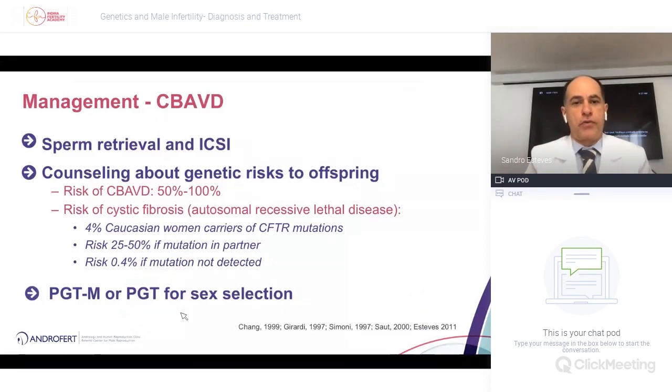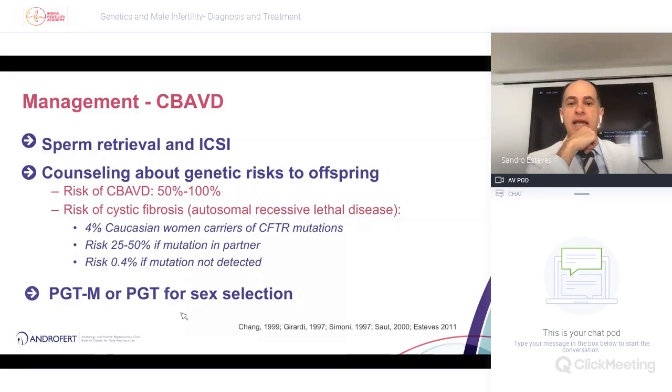So CBAVD is good because we can do sperm retrieval and ICSI. We need to counsel the patients about the genetic risks to offspring. In this case, it's important because if I have a couple in which the female is also a carrier of CFTR mutations, then the offspring can have CBAVD, 25 to 50% if the mutation is there in the female partner.